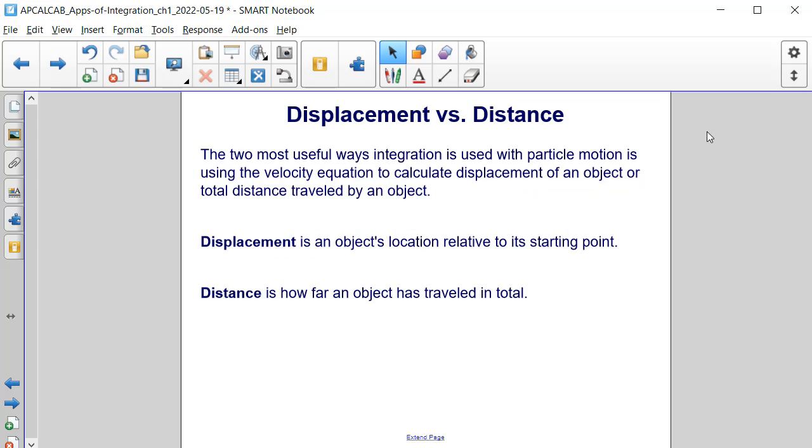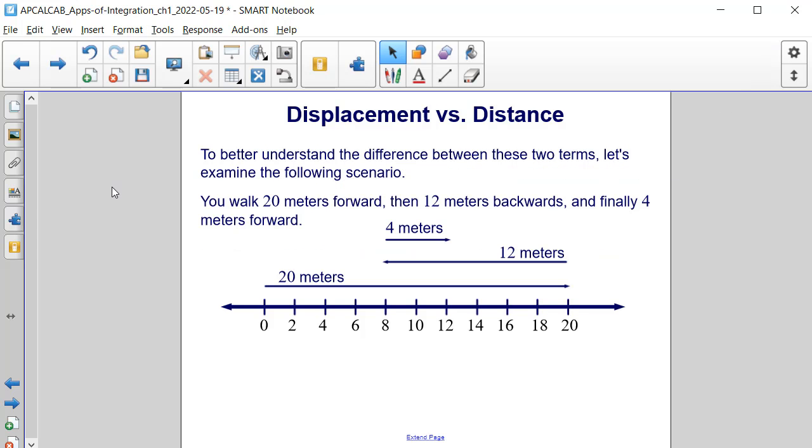The two most useful ways integration is used with particle motion is using the velocity equation to calculate displacement of an object or the total distance traveled by an object. The displacement is an object's location relative to its starting point, and distance is how far an object has traveled in total. To better understand the difference between these two terms, let's examine the following scenario.